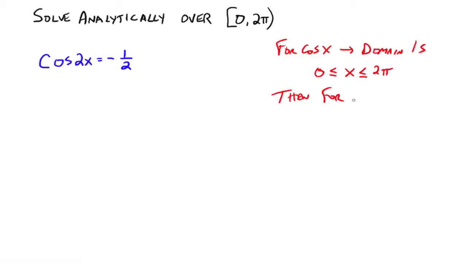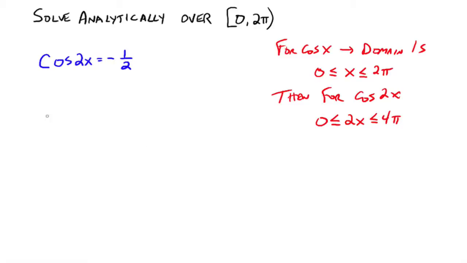So for cosine of 2x, the domain would be 0 is less than or equal to 2x is less than or equal to 4 pi. Essentially, we multiplied all three parts here by 2, right? And so if we want x to be between 0 and 2 pi, then 2x has to be between 0 and 4 pi. Make sense? So what we're looking for is we want to list out all the angles that have a cosine that's negative 1/2 between 0 and 4 pi. So we're going to go around that unit circle twice.